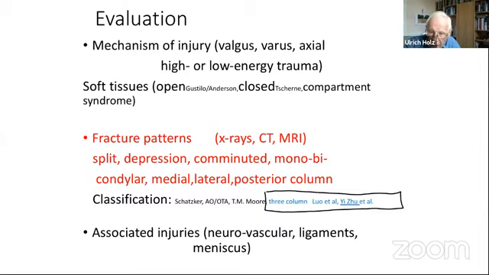And only in the last decade, with the Chinese computer-supported classification, we started with a theory of three columns. This is very useful, and I think nowadays indispensable for planning. And of course, in your evaluation, the associated injuries like neurovascular, ligamentous and meniscus injuries should not be overlooked.